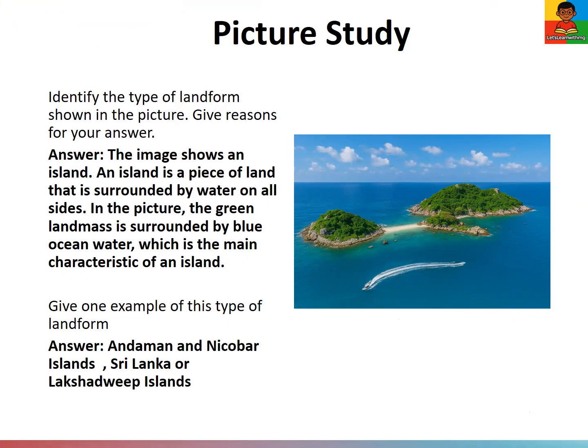Picture study. Identify the type of landform shown in the picture. The image shows an island. An island is surrounded by water on all sides. In the picture, the green landmass is surrounded by blue ocean water, which is the main characteristic of an island. One example of this type of landform is the Andaman and Nicobar Islands, Sri Lanka, or Lakshadweep Islands.